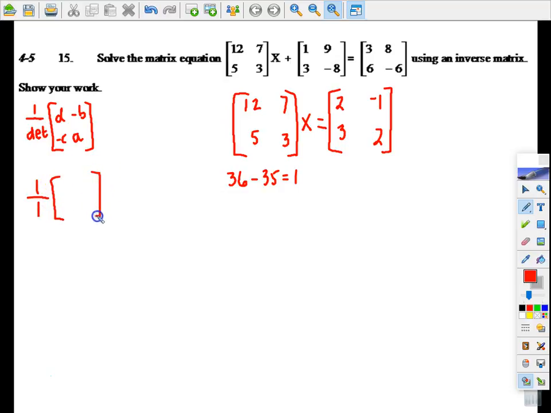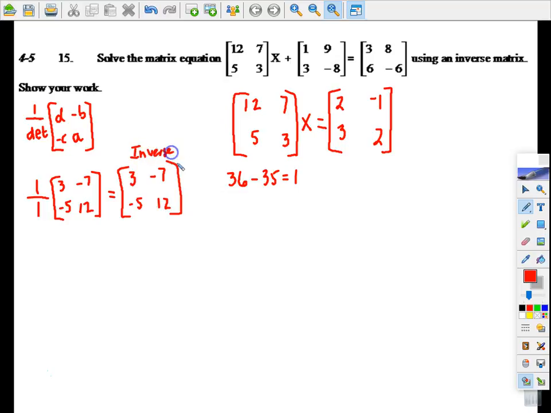Okay, and now let's follow this little pattern regarding this 2 by 2 matrix. It looks like these two elements are switched. Okay, so I'm going to switch the 3 and the 12. Looks like these two elements have changed signs. They're both positive here, but in order to come up with the inverse, I'm going to make them negative. And then multiplying this matrix by 1 doesn't change anything in here, obviously. So this matrix represents my inverse.